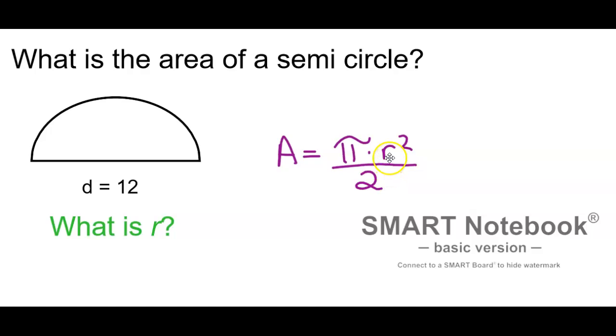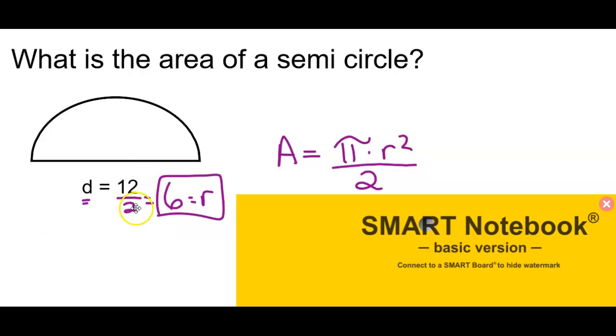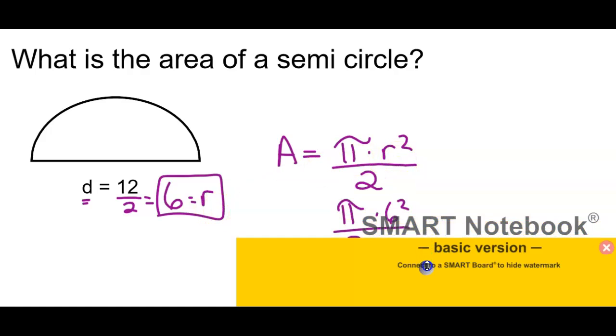But what's r? How do I know what r is? This is d equals 12. That's not r. Oh, divided by 2. So d divided by 2 is 6. That's my r. And now I can plug and chug. I can put my 6 in.